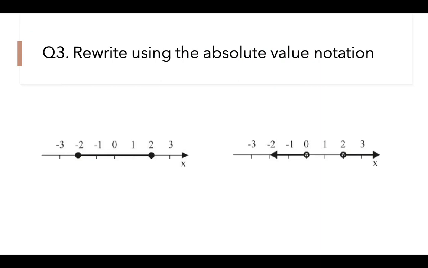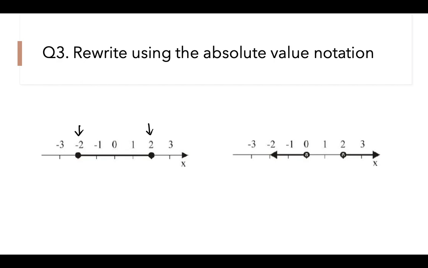Let's do an example. Rewrite using the absolute value notation. Now, in order to write it in an absolute value notation, the numbers have to be exactly the same number, but opposite sign. So the value has to be same. So in this example, the value is exactly the same. We have 2 and 2, except that just the signs are different. Then we can represent using absolute value notation.